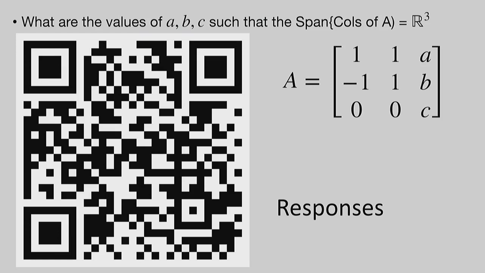Let's do this quickly. Ready? Here's the problem. Come on, get your phones. Do it. What are the values of this matrix A, B, C such that the span of the columns of A is R3?